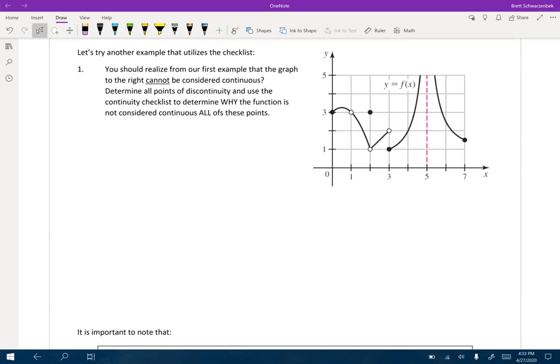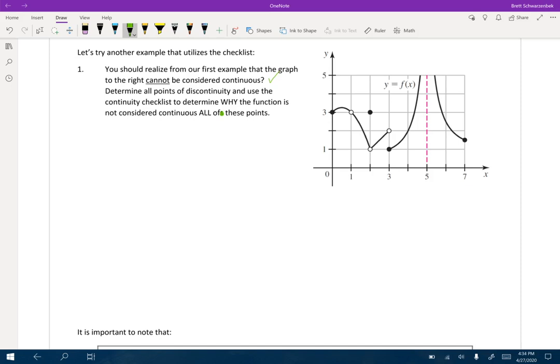It says you should realize from our first example that the graph to the right cannot be considered continuous. So yeah, duh. You're going to have to pick up your pen a lot to draw this sucker, obviously, right? So this is definitely not continuous. It says determine all points of discontinuity to start, and then use the continuity checklist to determine why the function is not considered continuous at all of these points. Okay, so that's a typo there. Basically, this is a multiple step problem.